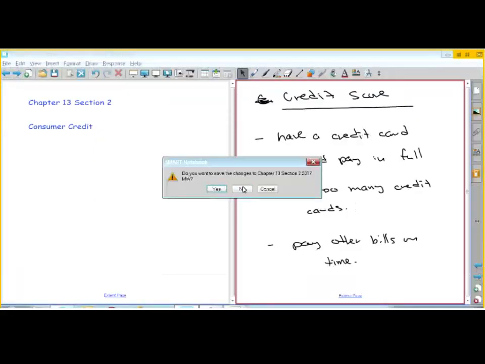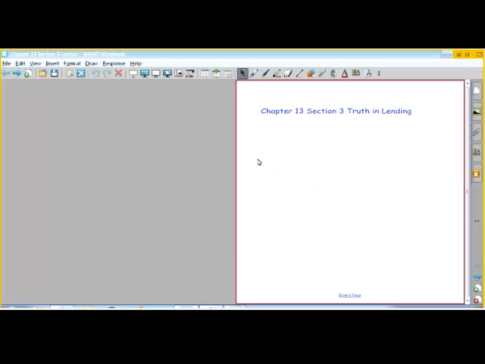So go to the next section. This one right here, section 3. There is only homework for the first 3 sections. And this section actually is very short. So it's called Truth in Lending.